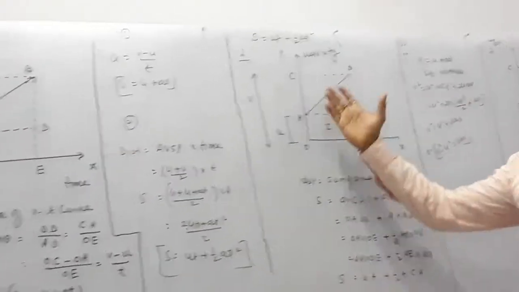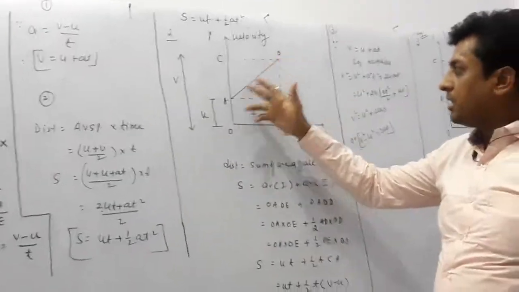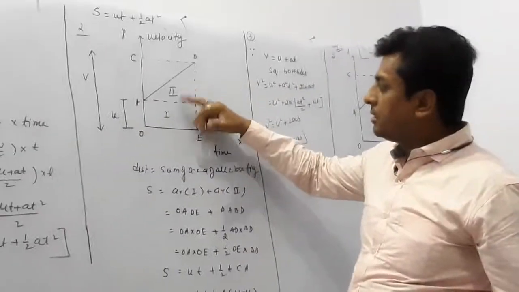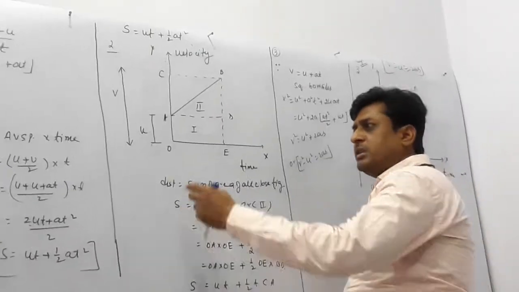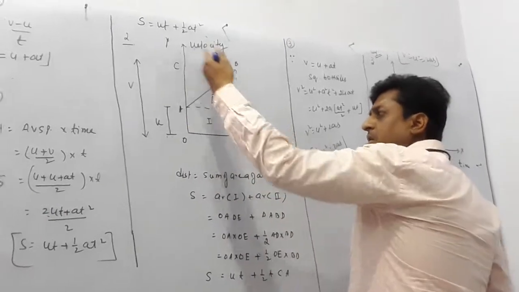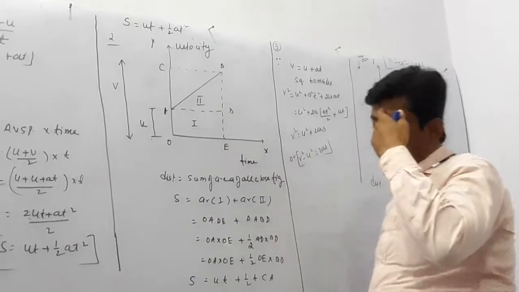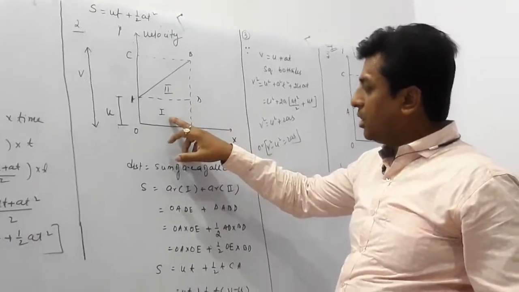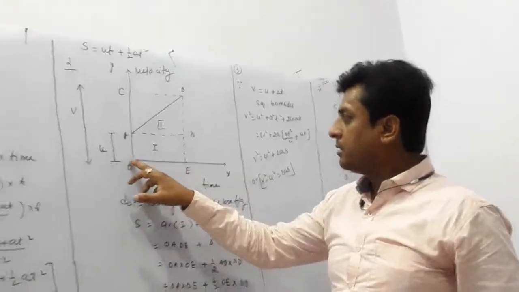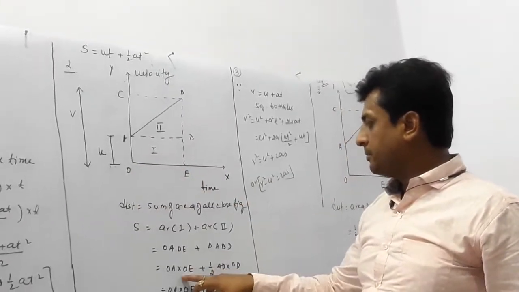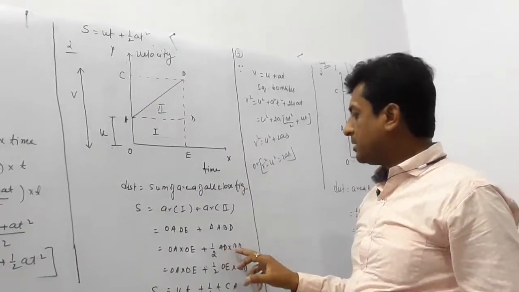Second, the same graph. Whatever graph is here, the same graph is here. Now here I have divided it into two figures, first and second. I told you one formula: if you want to calculate distance from a velocity-time graph, it is the sum of the areas of all closed figures. Here the closed figures are two, the area of this figure plus the area of this figure. This is a rectangle, OA into OE, and this is a triangle, half into base into height.